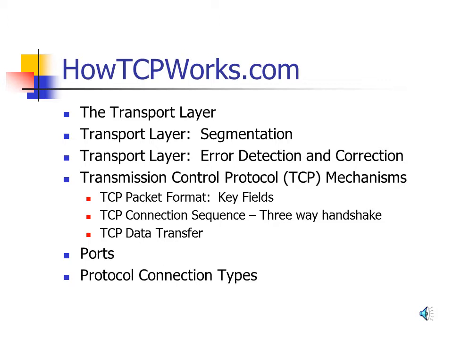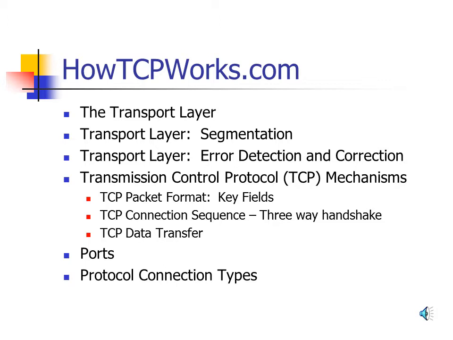HowTCPWorks.com. In this section, we'll look at the transport layer of the OSI model. Then we'll look at the transport layer's key functions of segmentation and error detection and correction. Then we'll take a detailed look at the Transmission Control Protocol, or TCP, and its mechanisms.